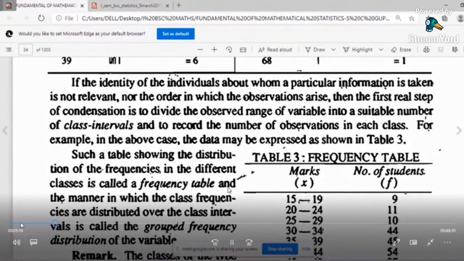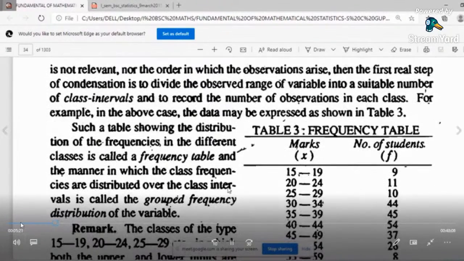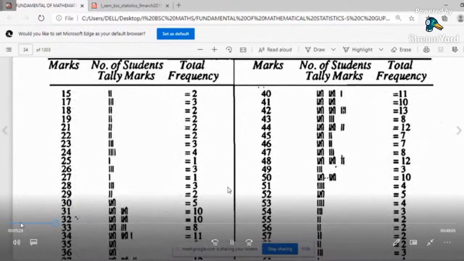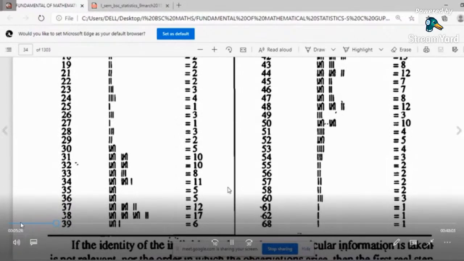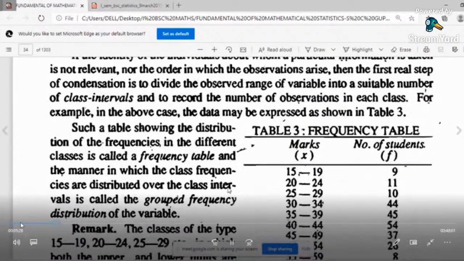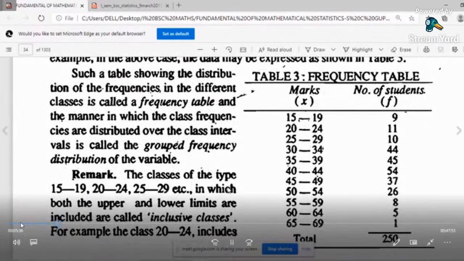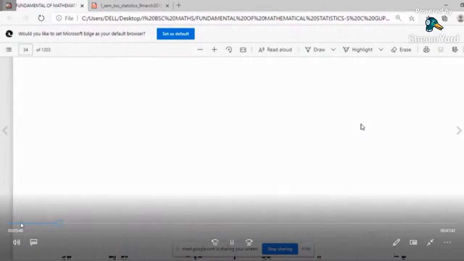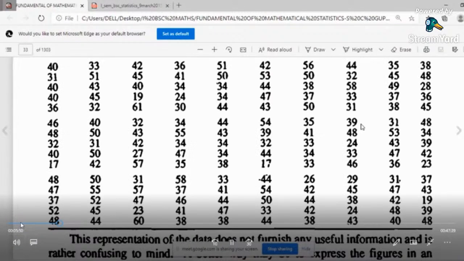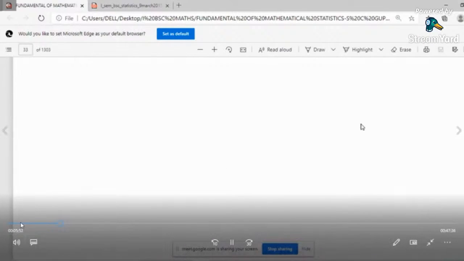Again, we can summarize this second table into a class frequency table. You can modify table 2 as table 3. What is the difference between table 2 and table 3? Table 3 is class frequency data. From 15 to 19, you have 9 observations. So it is more informative. Sometimes this is less informative.